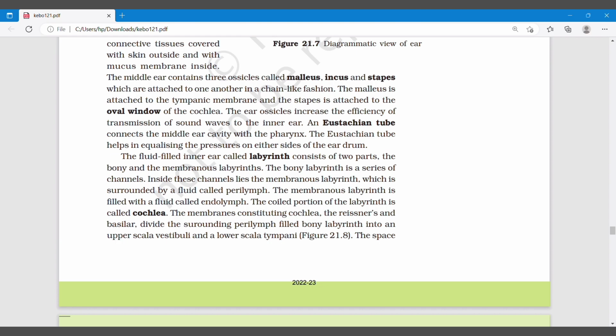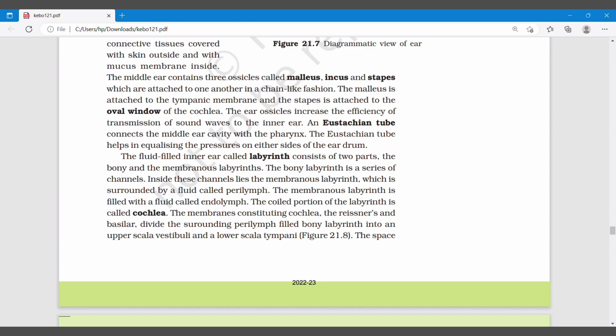The fluid-filled inner ear called labyrinth consists of two parts, the bony and the membranous labyrinth. The bony labyrinth is a series of channels. Inside these channels lies the membranous labyrinth, which is surrounded by a fluid called perilymph. The membranous labyrinth is filled with fluid called endolymph. The coiled portion of the labyrinth is called cochlea.